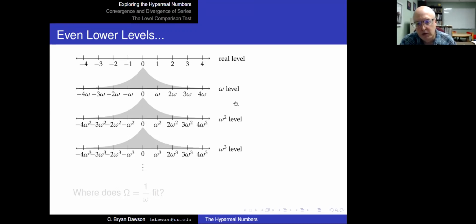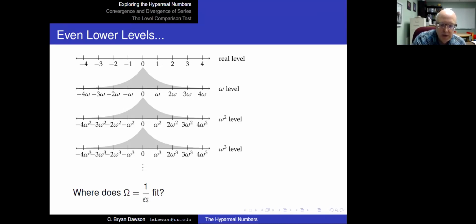And you could even have some in between, like omega to the power of 1.5 should be in here somewhere, or square root of omega would be right in there. So you'd have infinitely many levels, in fact, between each of these levels. So it becomes a very rich structure of these numbers. Okay, but now instead of just looking at infinitesimals, let's look at their reciprocals.